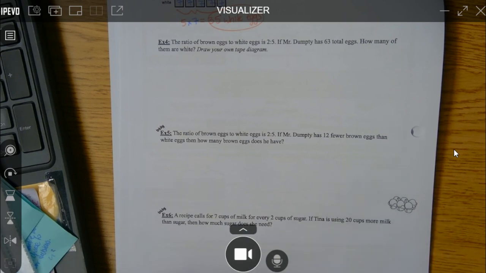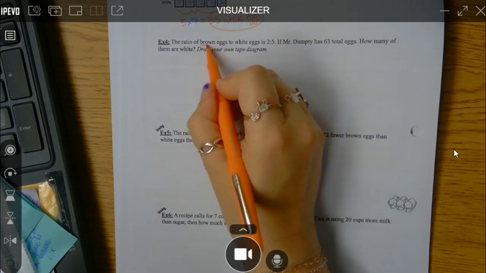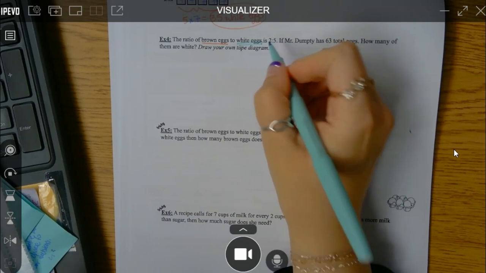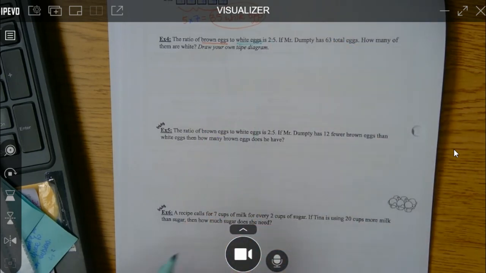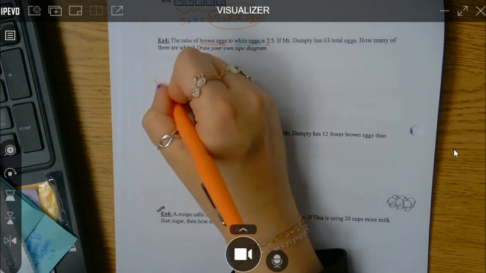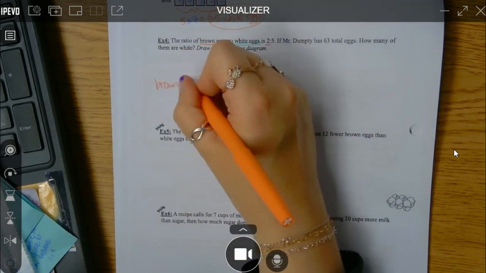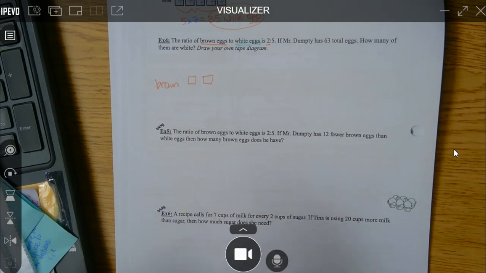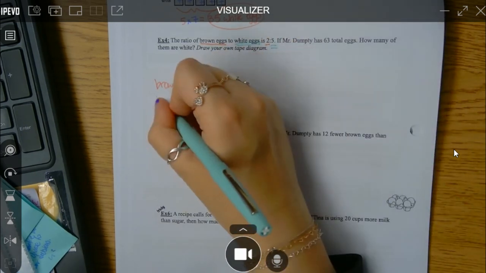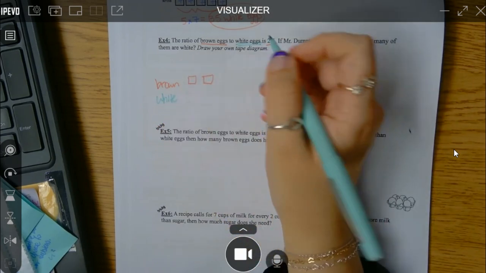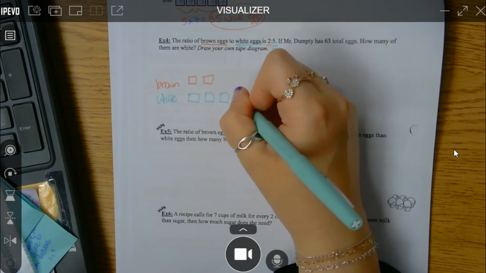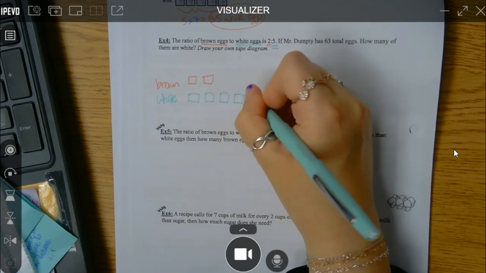So they said brown to white. And then they gave me this. So that means since it's brown to white, the first number is representing the brown. And that's 2 boxes. So let's do 2 boxes for brown. And then that second number is representing the amount of white. And they said it's in a 2 to 5 ratio. So let's do 1, 2, 3, 4, and 5. Okay.